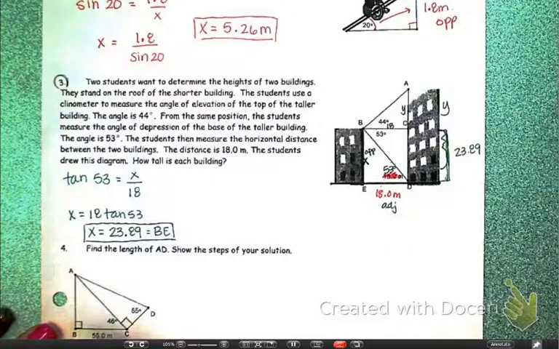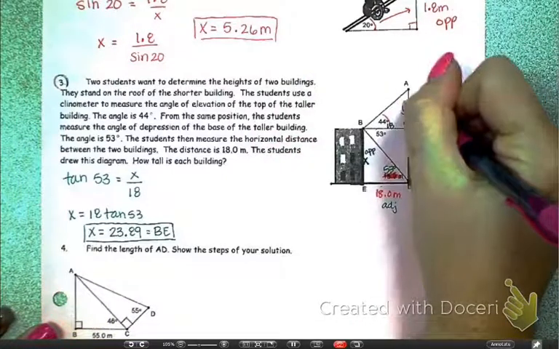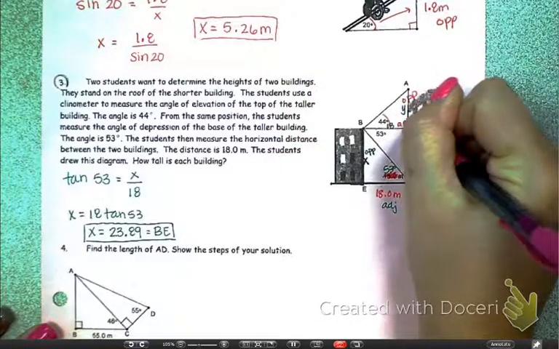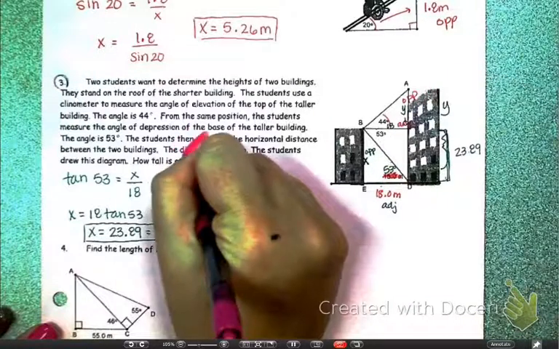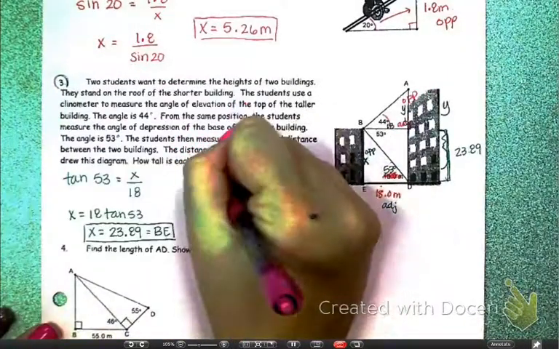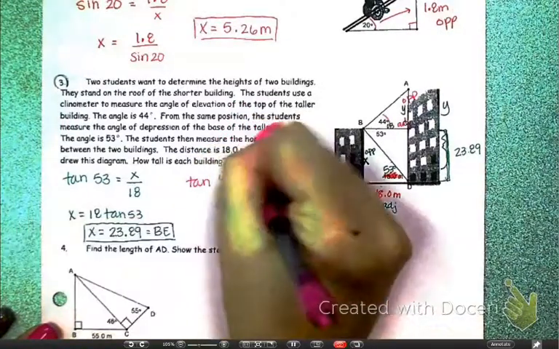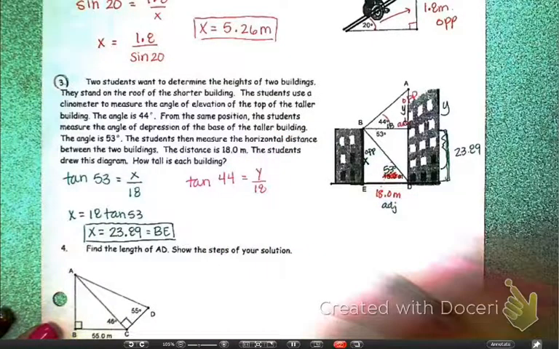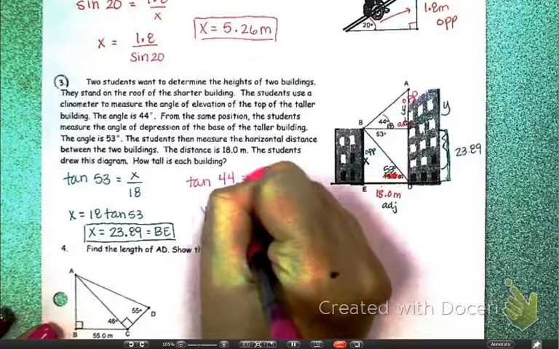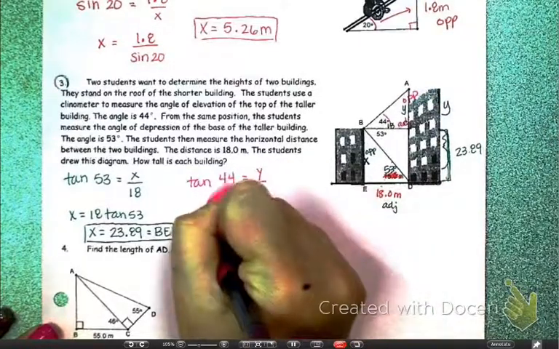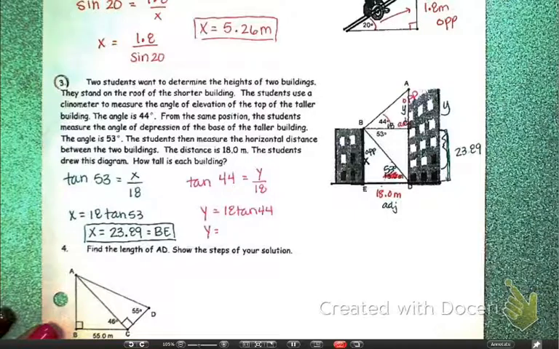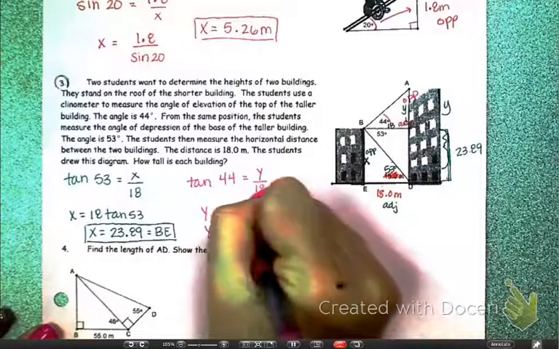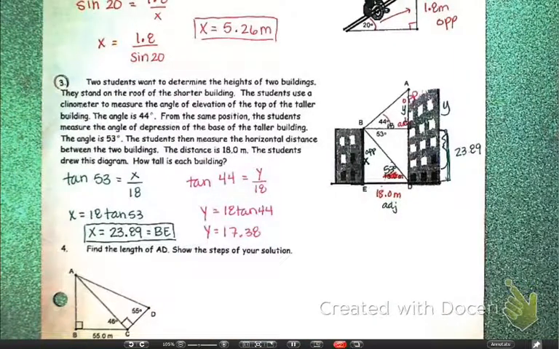Do you have enough information to solve for now AC? Okay. What two pieces do I have? The opposite and the adjacent again. So tangent. The tangent of 44 equals y over 18. This is a multiplication problem. What do you get when you plug that in? 17.38. Is that the height of the tall building?